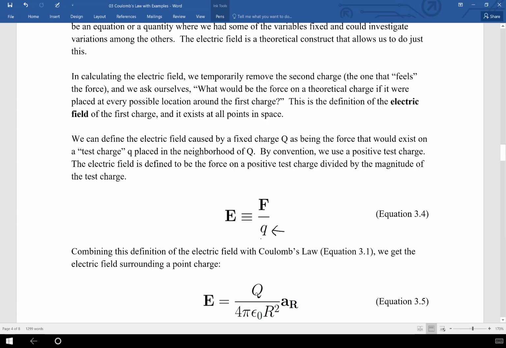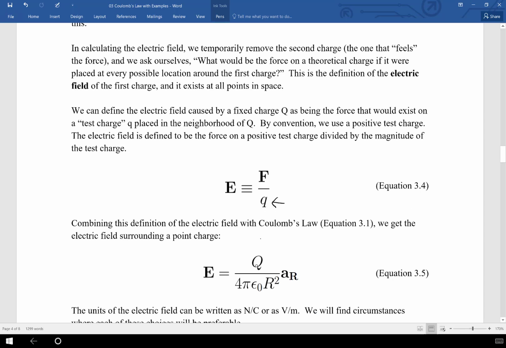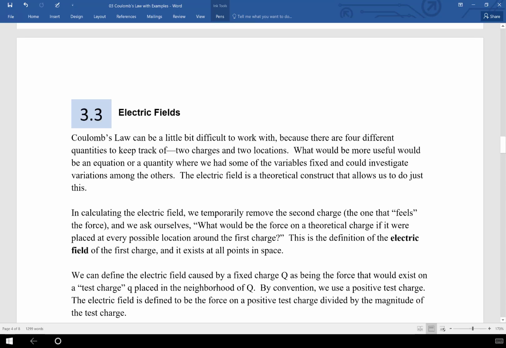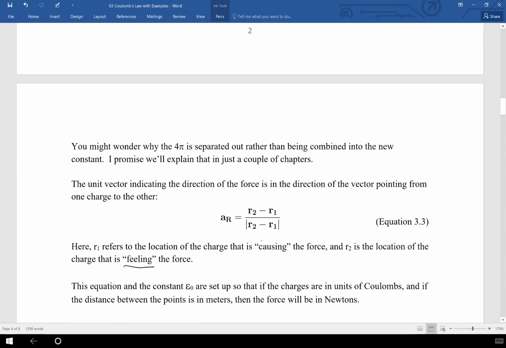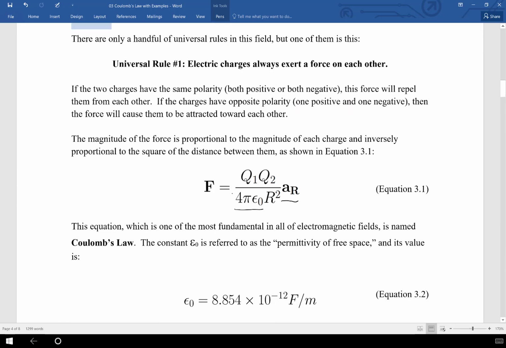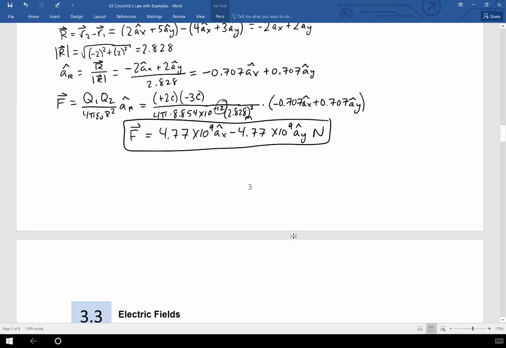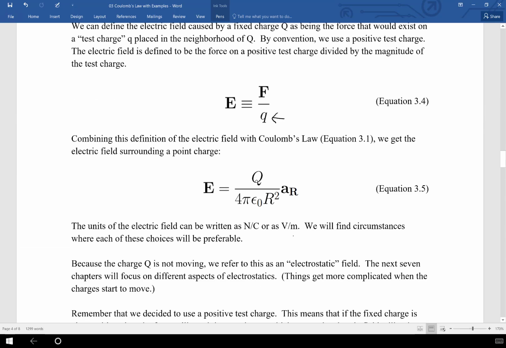We need to divide by the amount of charge here to say the electric field is going to be the force divided by a positive 1 coulomb charge. So by tradition, we use a positive test charge, and that is typically going to be a 1 coulomb test charge. So if we scroll back up to Coulomb's law, let me just remind you of what Coulomb's law had. Coulomb's law had Q1 and Q2 in the numerator divided by 4 pi epsilon 0 r squared a sub r. Well, I'm now dividing by Q2, and Q1 is just going to be called Q. Everything else stays the same.